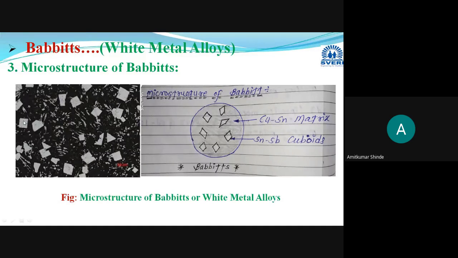The Babbitt material or white metal alloy will show the cuboids, that is, cube shaped particles. White colored cube shaped particles will be there, and these are the cuboids of tin and antimony, Sn and Sb. The remaining black colored or dark portion is the network of copper and tin, just a mixture of copper and tin. There are also some white needle shaped structures, which are nothing but different complex compounds formed by copper and tin.